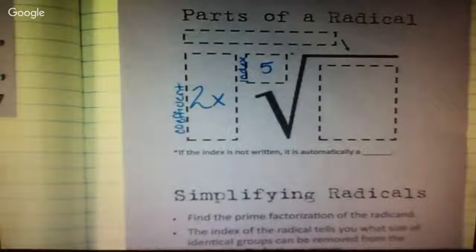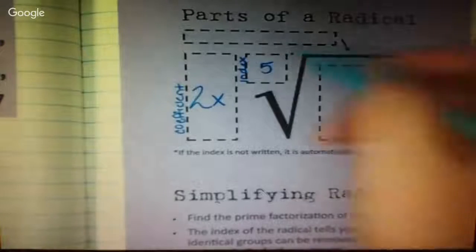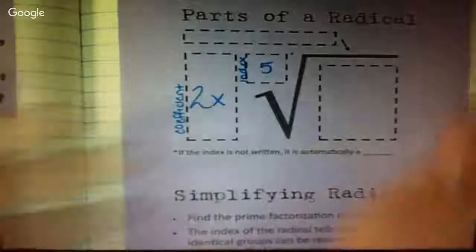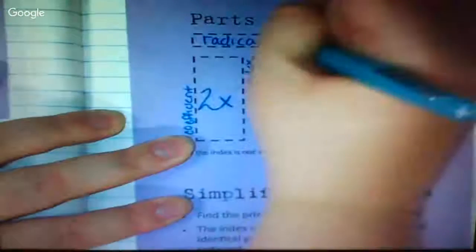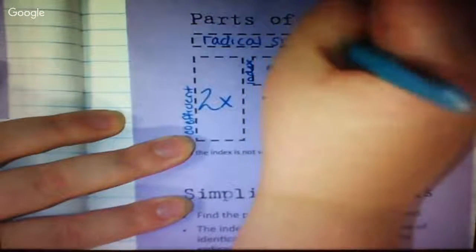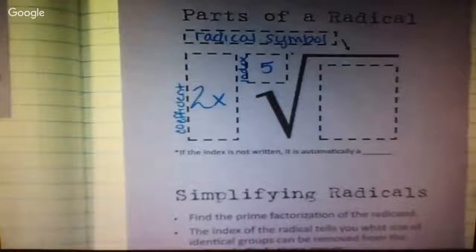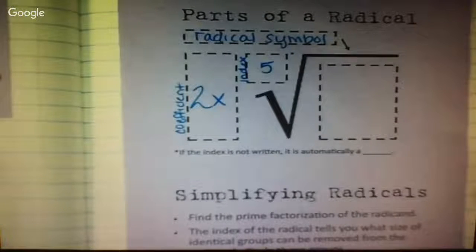Okay. So you're going to have a coefficient that could be out front of the radical. If there's nothing written, it's an unwritten 1. You're going to have an index. If your index is not written, it is automatically a square. It's a 2. Okay? This lovely symbol, this is your radical symbol. Okay? This is your radical symbol.